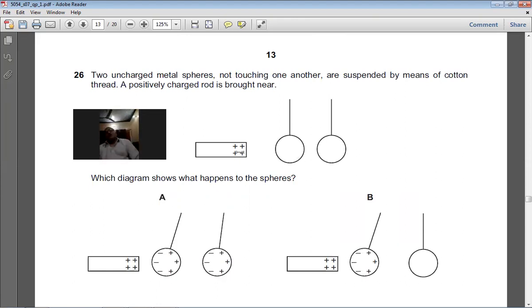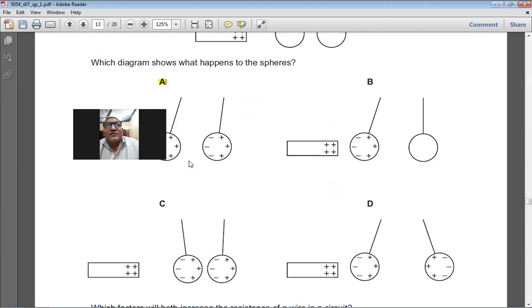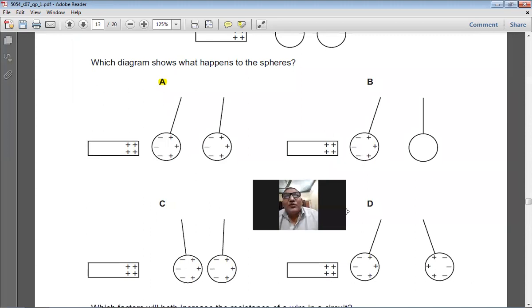And then due to the presence of the charge, this sphere will also be affected. So I think due to the positive charge here, this side will become negative. So to me, it looks like A is the best option. I don't know. Let's check. We have other options also.